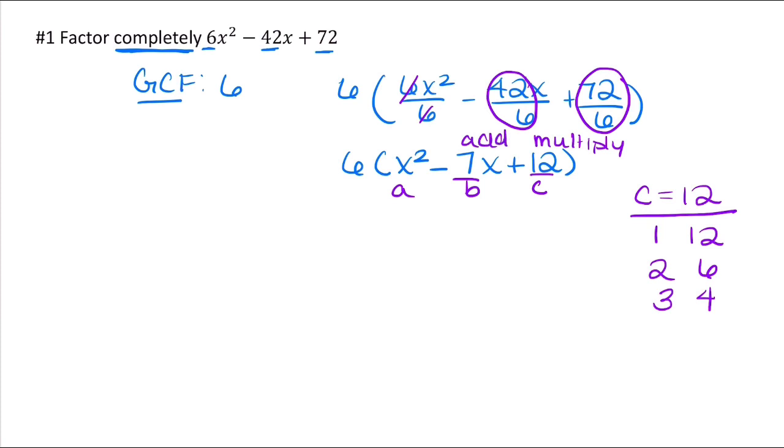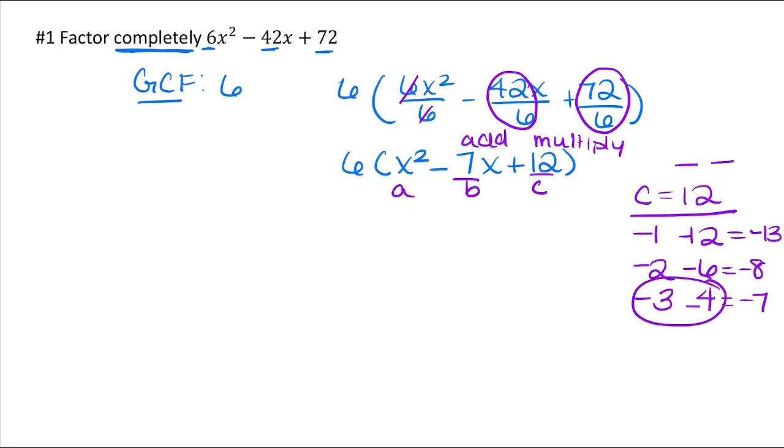Well, notice in this case that my C is positive, but my B is negative. Remember, when C is positive, my factors will both have the same sign, and the sign of the factors will match the sign of B. So in this case, we're going to have two negative factors. So I'm going to make all these factors negative and see which gives me the correct sum. -1 plus -12 equals -13. -2 plus -6 equals -8. -3 plus -4 equals -7. So that is now the correct pair.